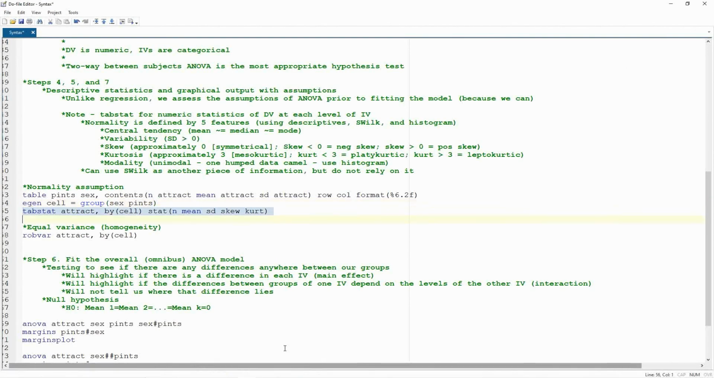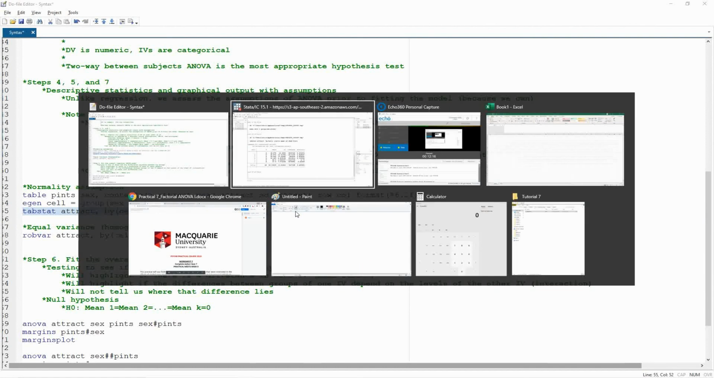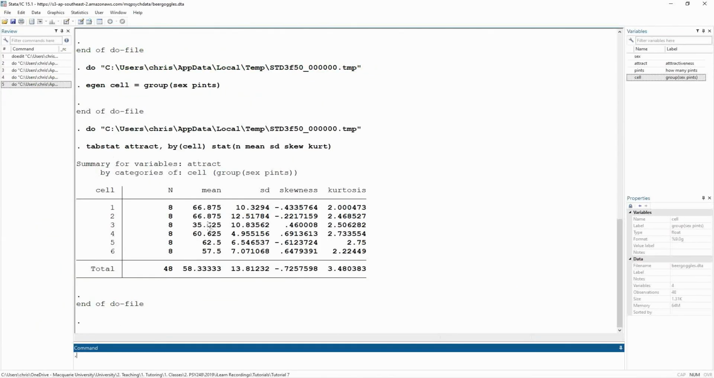We can then use this tabstat command with attract by cell to now get our skewness and our kurtosis. And so I can see my means that we were looking at before. So really we could have done this, but the other table is just easier to read. We can see our standard deviations all together. And then we can start to look at skewness and kurtosis.